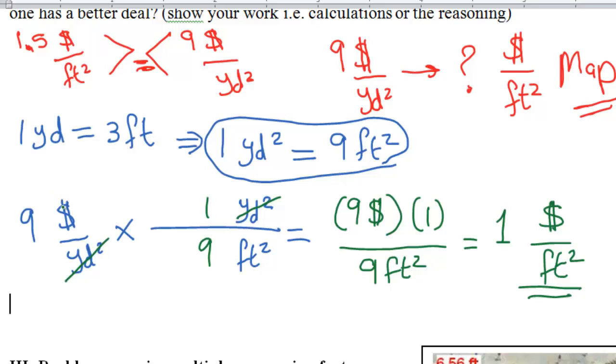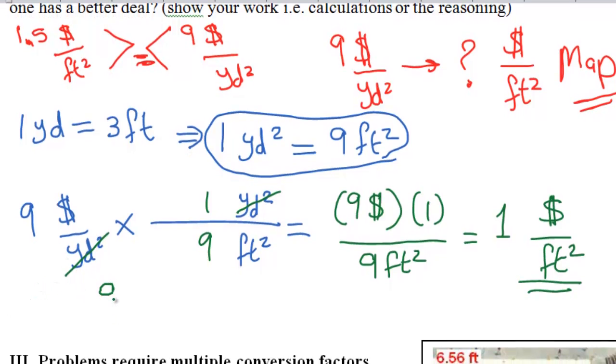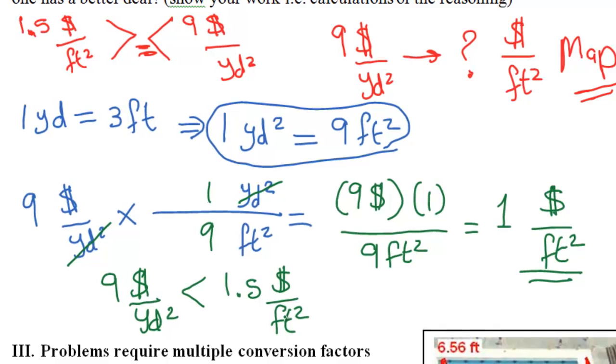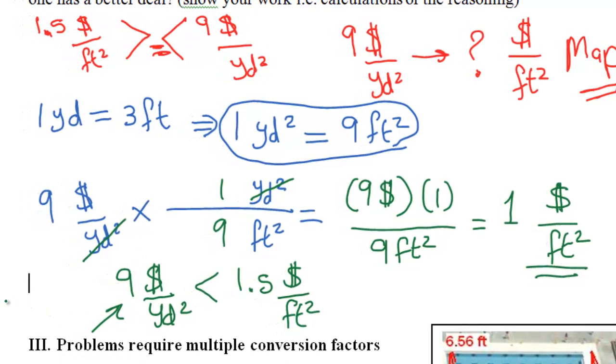Now, since $9 per square yard is equivalent to $1 per square foot, and since $1 per square foot is less than $1.5 per square foot, therefore $9 per square yard is a better deal. So actually $9 per square yard is less than $1.5 per square foot. Yes, actually 9 here is less than 1.5 because the unit, which is dollar per square yard, is far less than the unit, which is dollar per foot. So this is the better deal.